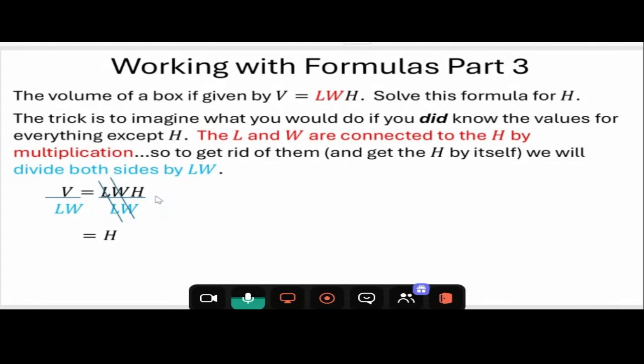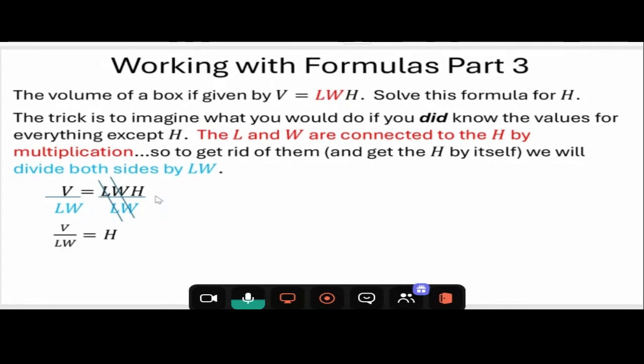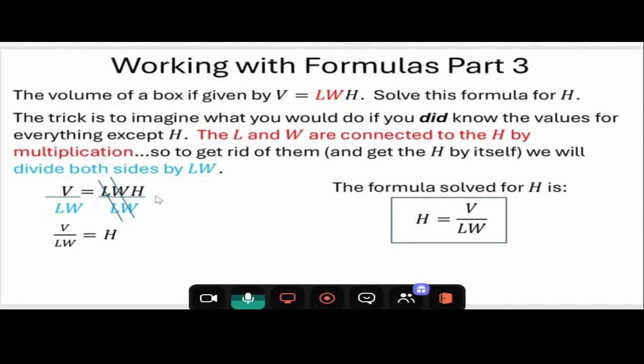What do we have on the left side? V over LW. I want you to notice that in some ways these questions are actually easier, right? Because you don't need to plug in a bunch of numbers and see what this number divided by those numbers multiplied by each other is, and calculate the H. You just move the pieces around and you get your answer. So the formula solved for H is H equals V over LW.